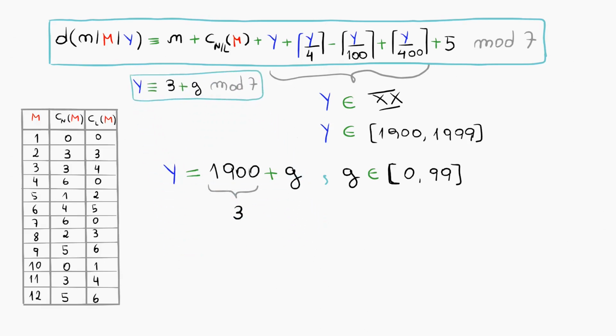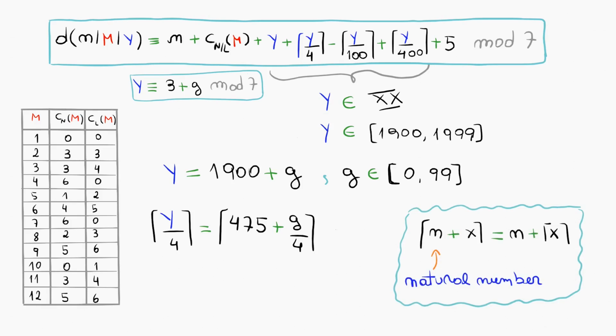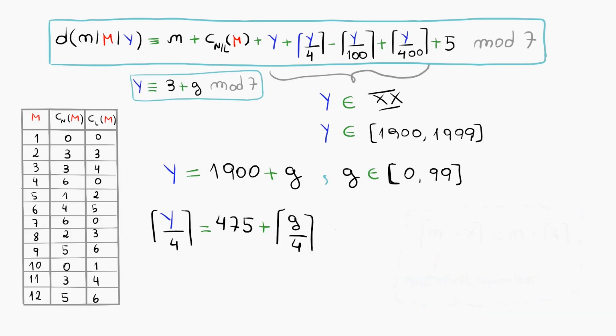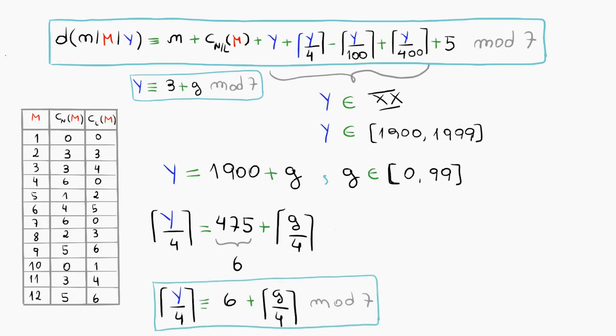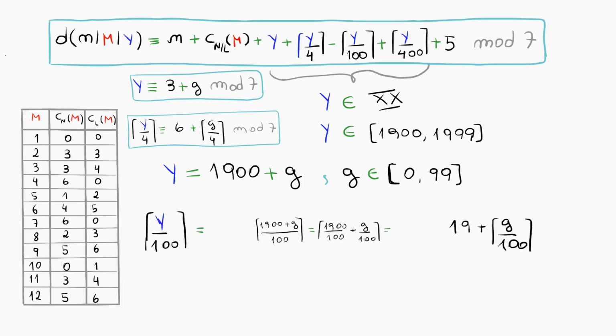Now let's take the following term, which involves the ceiling function of y over 4. Developing the calculation, we obtain the following. And here, we consider a useful property of the ceiling function. The ceiling function of the sum of a natural number with any other number is equal to the sum of the natural number plus the ceiling function of the other number. In simple terms, natural numbers come out of the ceiling function. Applying this to our case and disregarding, as always, the multiple of 7, we obtain the following congruence relation modulo 7. We repeat the same for the term y over 100, obtaining another congruence relation modulo 7.